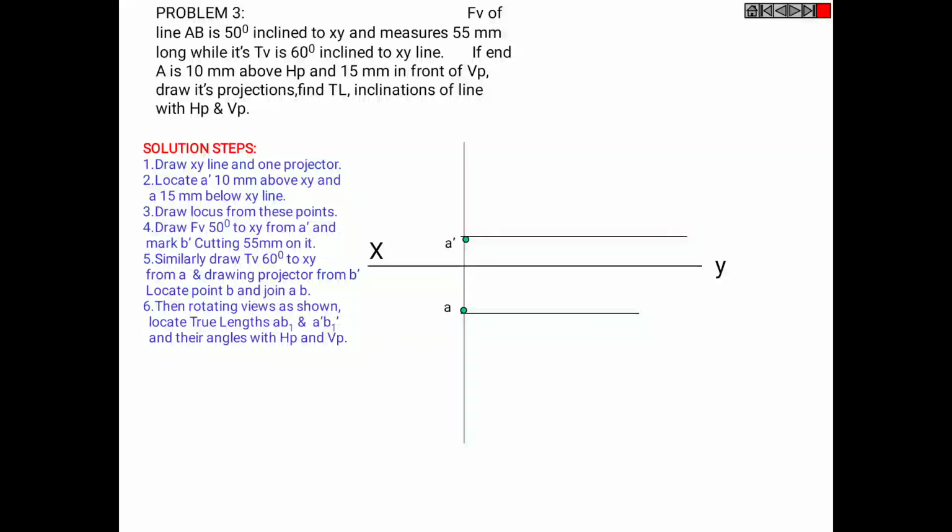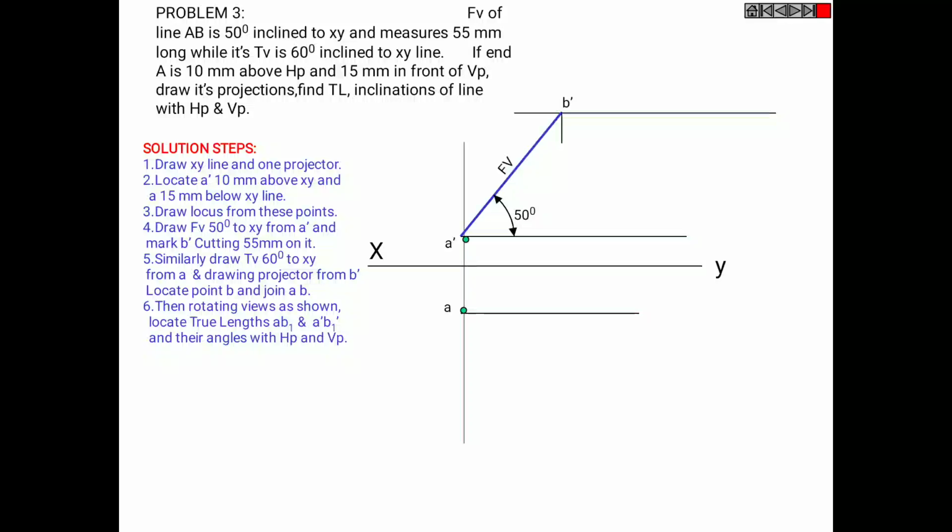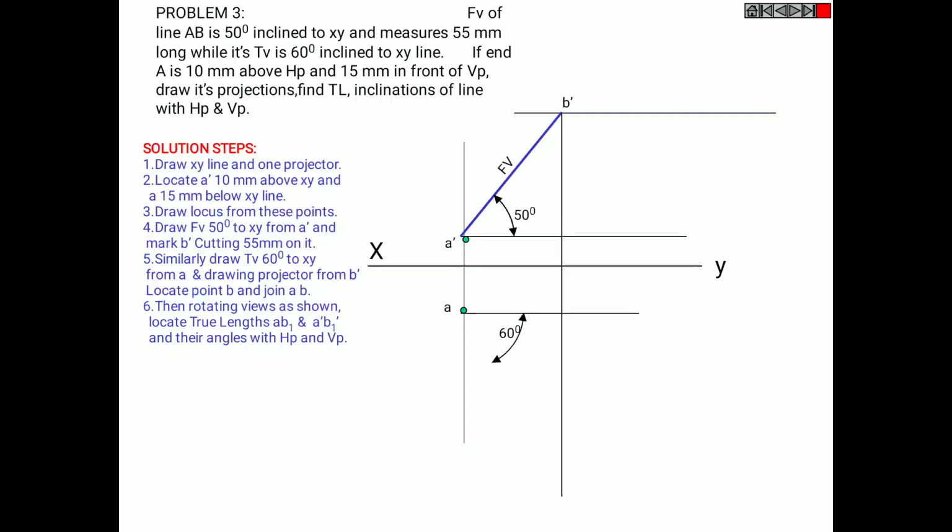Draw locus from these points. Now draw front view 50 degrees to XY from A dash and mark B dash cutting 55 mm on it. Similarly, draw top view 60 degrees to XY from A and draw projector from B dash and locate point B and join AB.